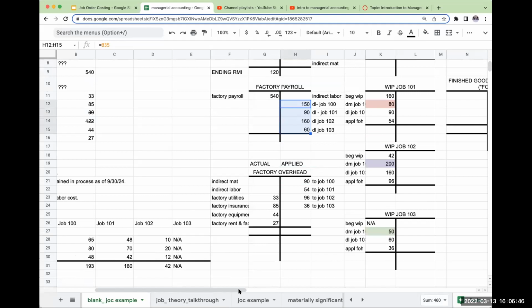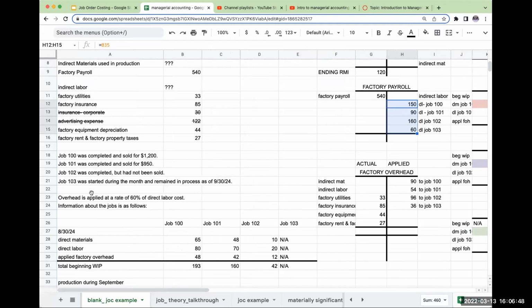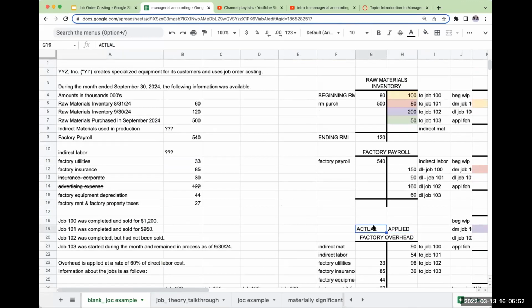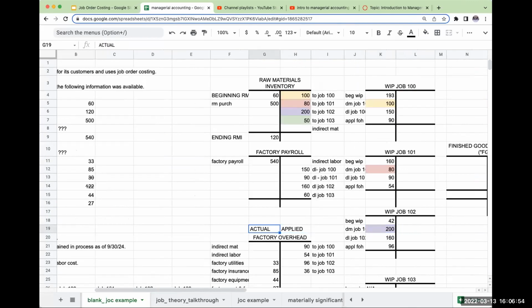We then applied overhead, right? So it was telling me that overhead is applied at 60% of direct labor cost. When I'm applying overhead, I've got my actual on the left, applied on the right. I'm taking my amount of direct labor and I'm estimating my overhead to be 60% of that amount. So once I've done this part over here, now I'm ready to solve the rest of the problem.